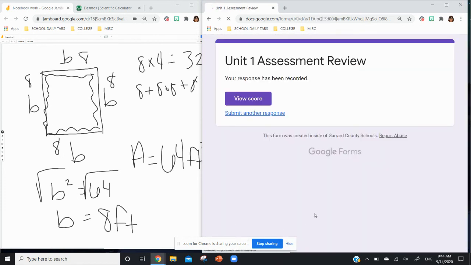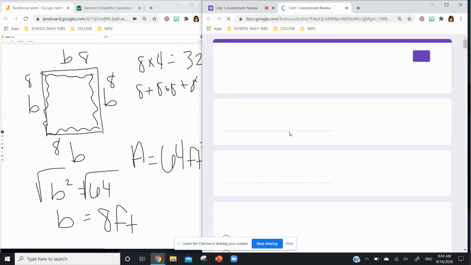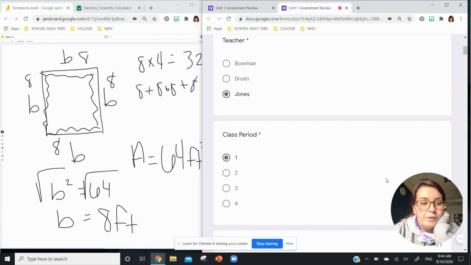Submit it. I don't know if it's going to let me view my score or not. I'm going to see. Ooh, and we made 100. So hopefully this helps clear some stuff up.